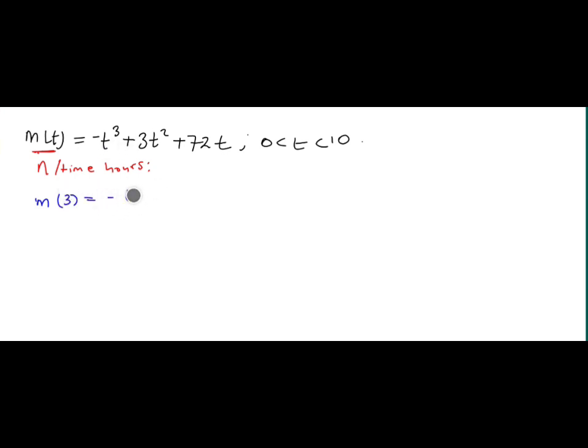So it becomes minus 3 cubed, plus 3 squared, plus 72 times 3. That will be minus 27 plus 27, because 3 squared is 9, 9 times 3 is 27, plus 72 times 3, which is 216. Of course these two will cancel out, meaning the solution is 216. So in other words, there will be 216 molecules after 3 hours in the bloodstream.